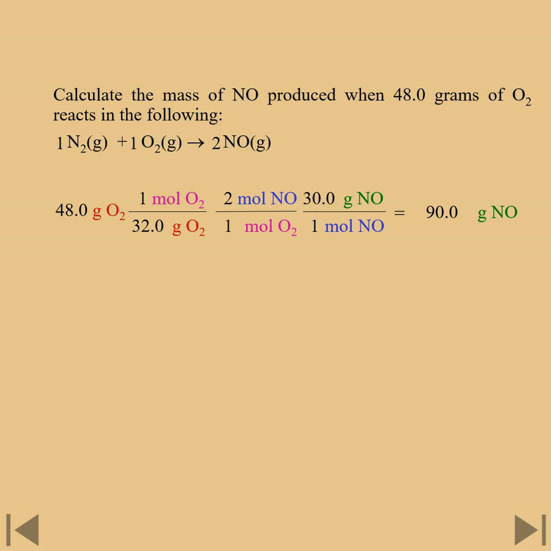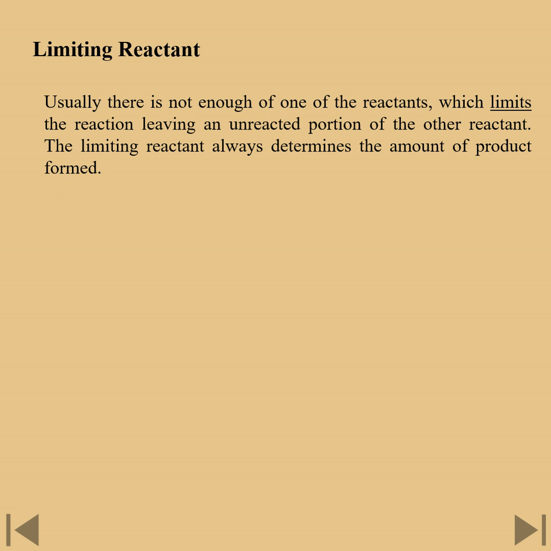On to limiting reactant, and if we're given the amounts of 2 reactants, then more than likely one of them is in excess and the other one is limiting the amount that we can form, meaning limiting the amount of the reaction and how much product we can form.